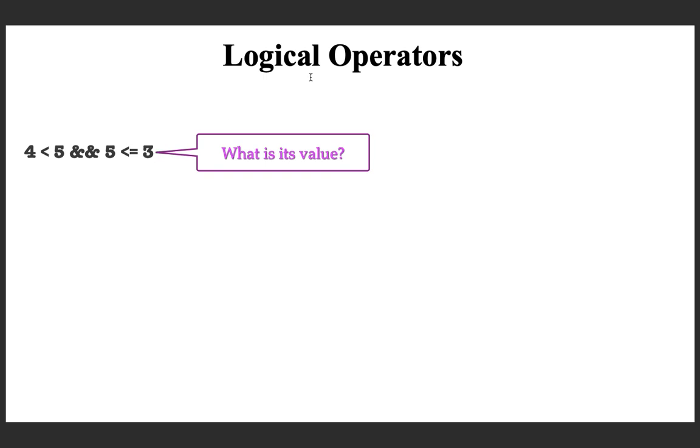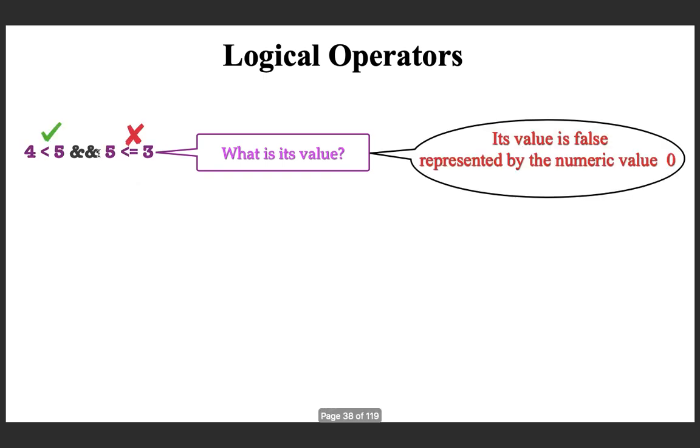And here again, every logical expression must evaluate to either true or false. So here the value must be false because 4 is less than 5, which is true. But the RHS operand for the AND is not true because 5 is not less than or equal to 3. So the entire expression is evaluating to false. So this is logical AND, and to get the true value, both the LHS and the RHS must evaluate to true.